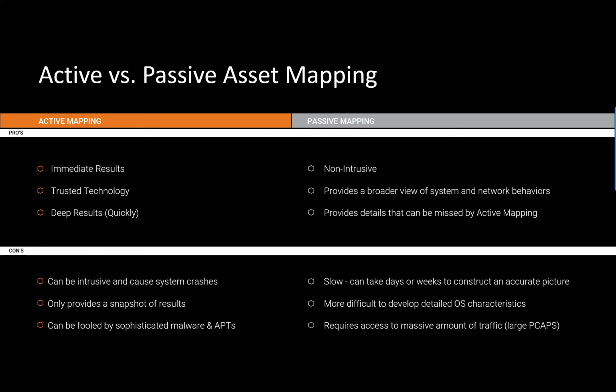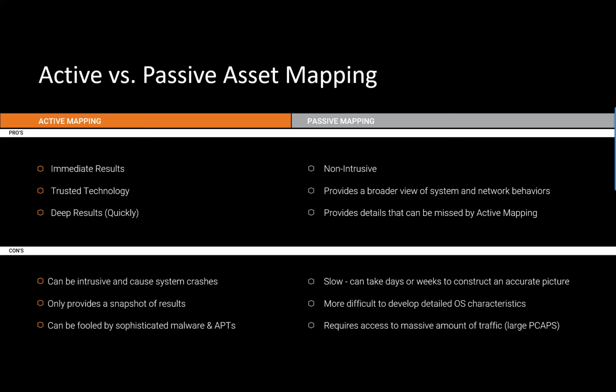Passive mapping, on the other hand, its pros are that it's not intrusive. It provides a broader view of the system and network behaviors because it runs over a longer period of time, and it's more like taking a movie versus taking a photograph. It provides details that can be missed by active mapping. For example, if there are systems that come on temporarily, or protocols that are only used at certain times of the day or day of the week, if we did an active map, we're going to miss those. If the system's been compromised, we're going to miss those.